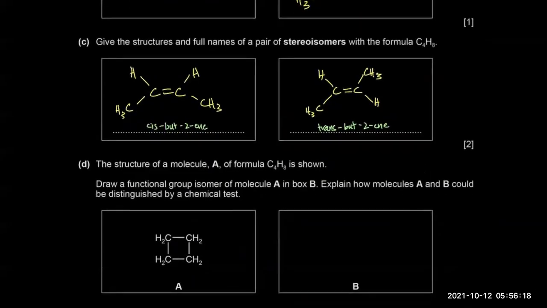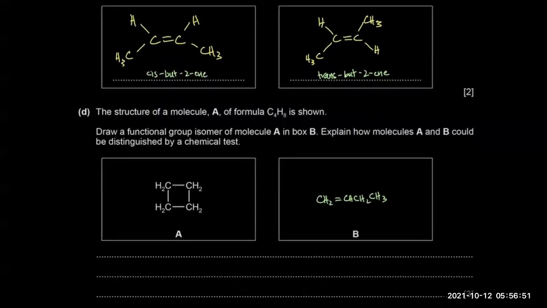All right. The structure of a molecule A of formula C4H8 is shown. Draw a functional group isomer of molecule A in box B. Explain how molecules A and B could be distinguished by a chemical test. So agar functional group isomer hoga, ye cycloalkane hai. So what functional group could, any alkene, right? Any alkene would work. So again, we can just use the same one that we used throughout. CH2 double bond CH, CH2, CH3, four carbon alkene. These are both C4H8. What's the chemical test I can use to distinguish between the two?